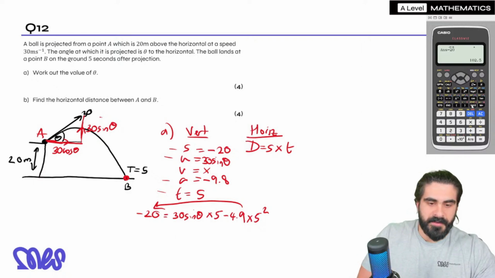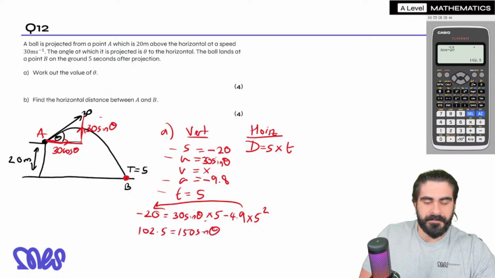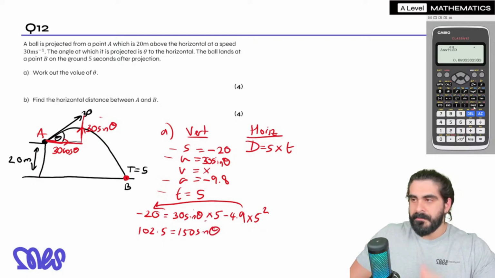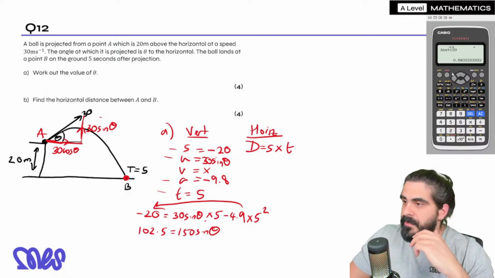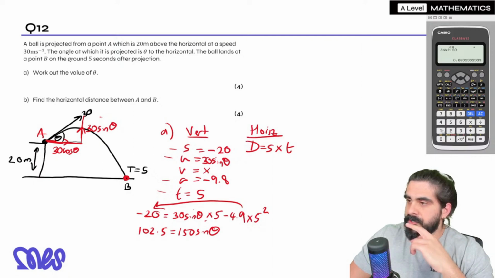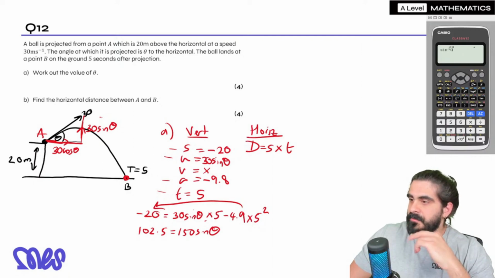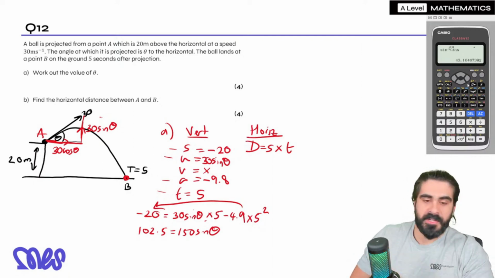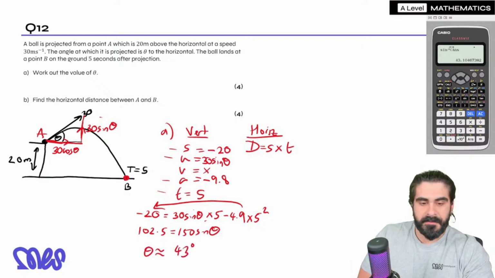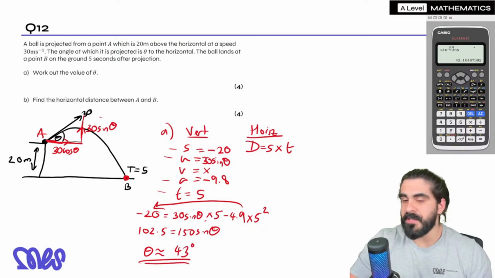So 102.5 is 150 sine theta. Divide by 150 is that. Then we just do inverse sine of that. And I think I'm in degrees mode. Let me just double check. Inverse sine answer. And that we're going to do to 2 SF because we use gravity. And we use this 43 degrees in the next part.